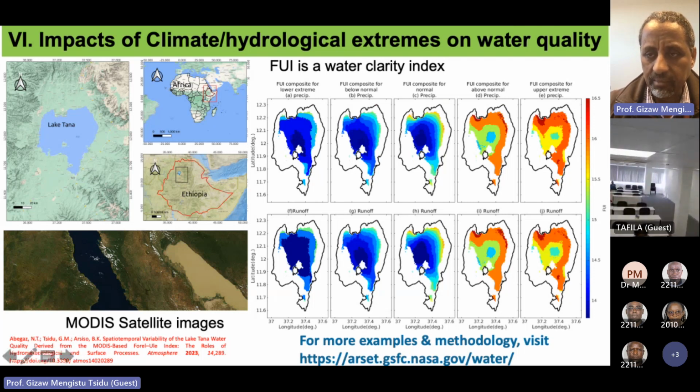So basically, we see extreme precipitation is affecting water quality, which is related, of course, with runoff. The more extreme the precipitation is, the more surface runoff. So it's not surprising to see that extreme precipitation and extreme surface runoff have the same impact on the water clarity in this region.